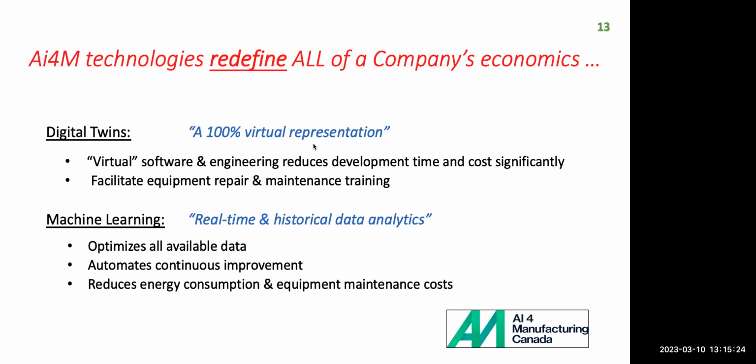Machine learning optimizes everything, not just the production process, including materials, productivity, labor management, and energy. It also enables automated continuous improvement in operations, which helps to redefine the economics of the business. And very significantly, it reduces energy consumption and equipment maintenance costs by monitoring every pump, every drive, every valve, and every motor during all processing.